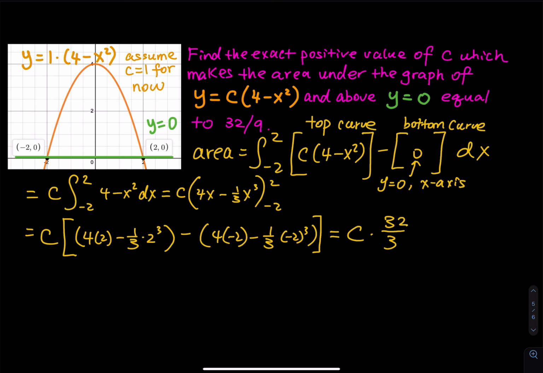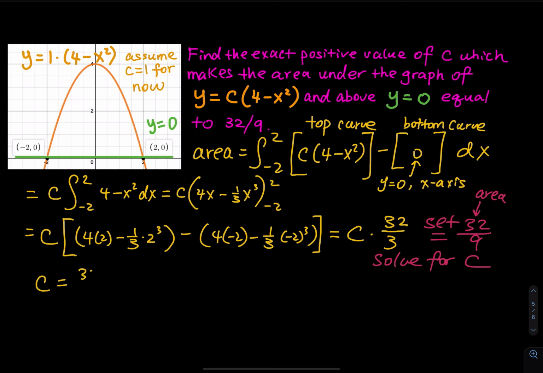All right, so here is what you have to do. You have to set this equal to 32 over 9, and then solve for C, because this is the area, 32 over 9. And then what is C equal to? So this is easy, right? C is equal to 32 over 9, and then you multiply by the reciprocal, which is 3 over 32. The 32's get cancelled, and then you have C equals 3 over 9, which is 1/3. So at the end of all this work, you find that C is equal to 1/3.